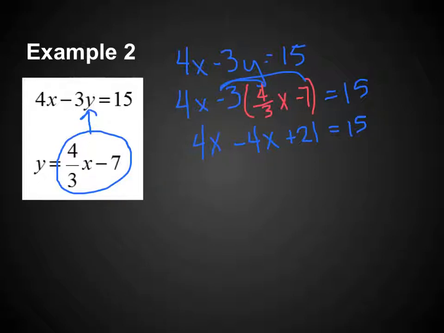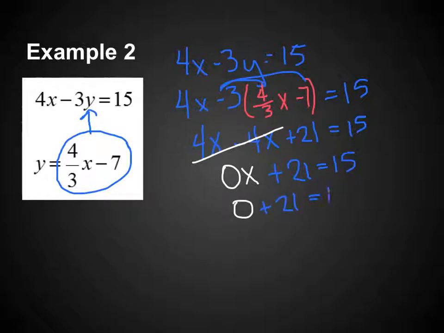Now we have 4x minus 4x. I am going to combine like terms. Well, 4 minus 4 is 0, so 4x minus 4x cancels out. I would get 0x, and 0 times anything is 0. So now we have 0x plus 21 equals 15. 0 times x is 0. 0 plus 21 is 21. So now we have a statement that says 21 equals 15.